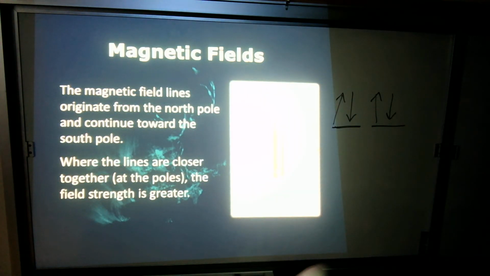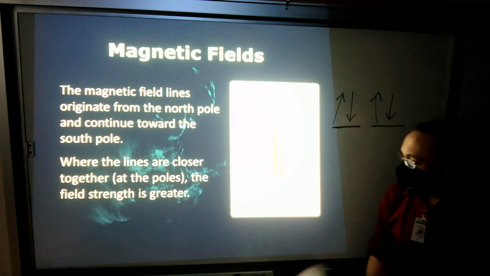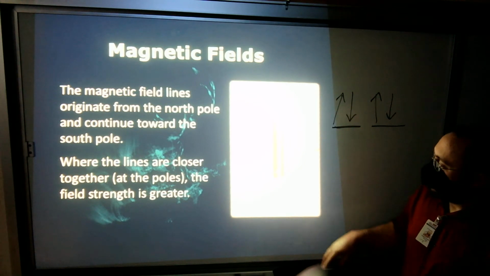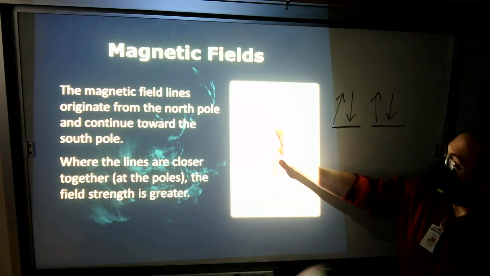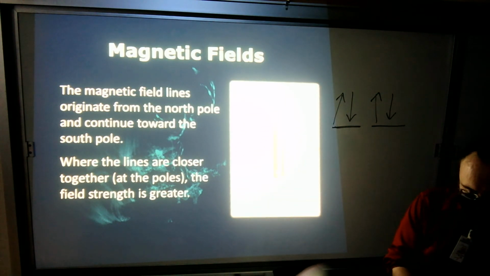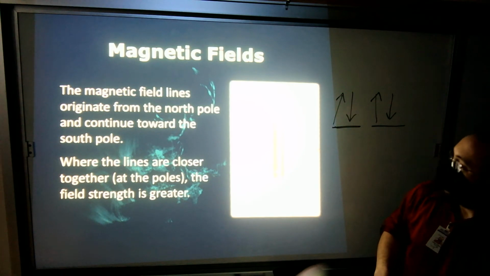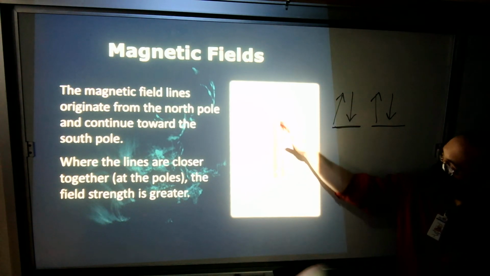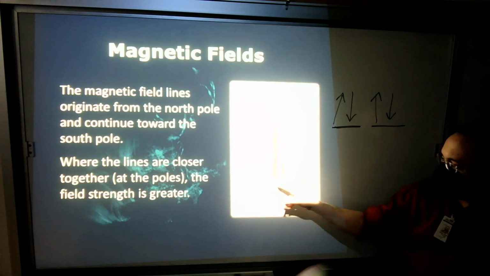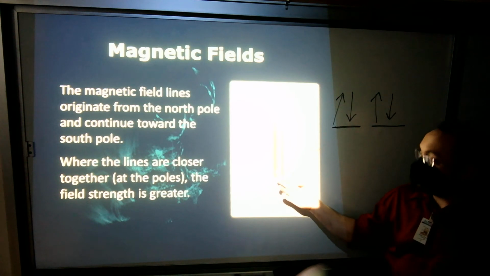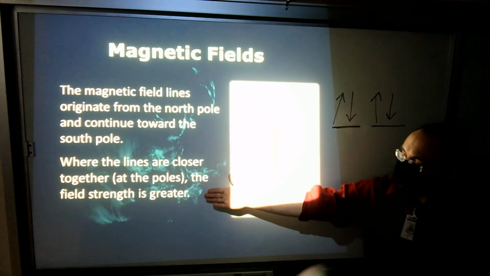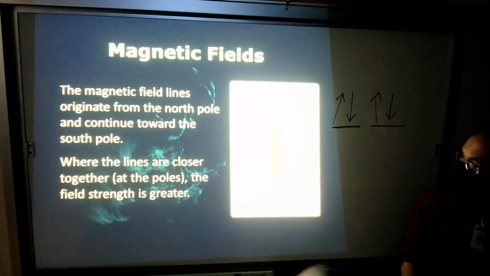Magnetic field lines go in a particular direction. I don't know if I made a question out of this. I probably should, but what we got? They go out of the North Pole into the South Pole. And that's why the arrows point like that. So they go up and they go in. And you can see how close the lines are together near the poles. That's why the poles are the most magnetic place. They're the place that does the most magnetic force. The field strength is greater where the lines are closer together.